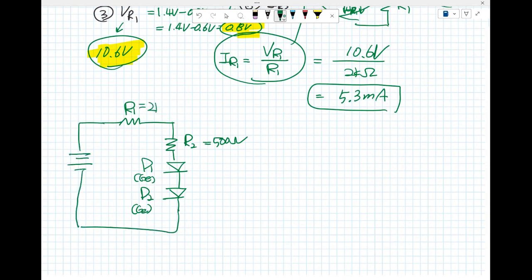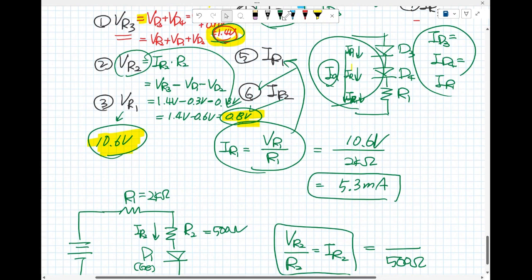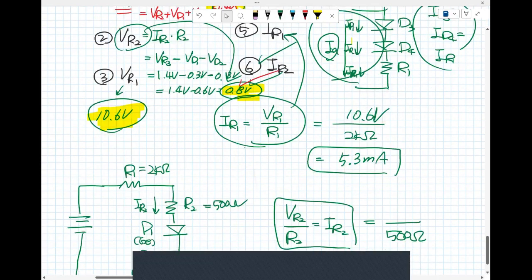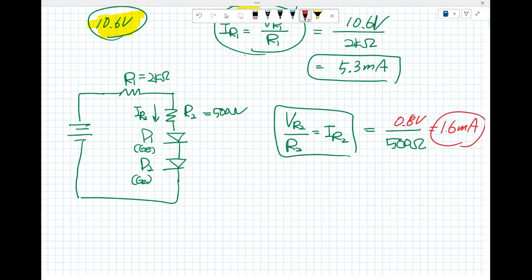Okay, this is the 2 kilo ohm here. Now we are looking for the I sub R sub 2. It's really simple: V sub R sub 2 divided by R sub 2 is the I sub R sub 2. Here, R sub 2 is 500 ohm, and V sub R sub 2 we have already calculated: 0.8 volt. So 0.8 volt divided by 500 ohm is 1.6 milliamp. So I sub R sub 2 is 1.6 milliamp.